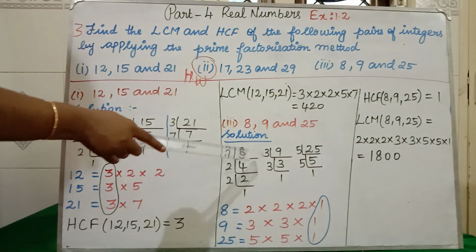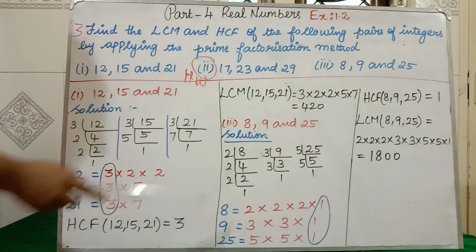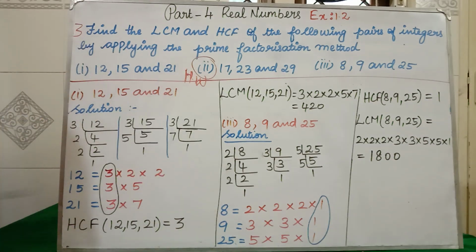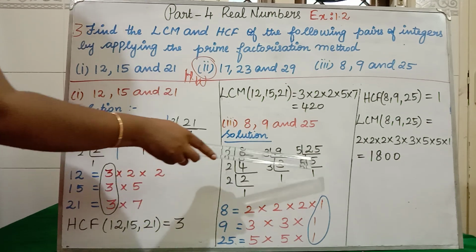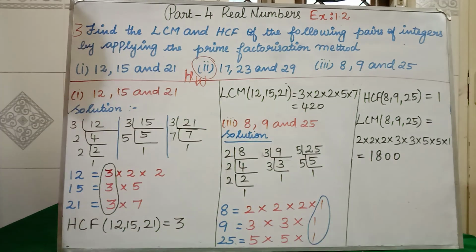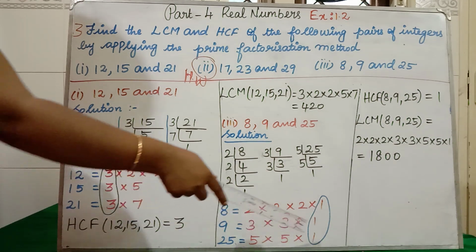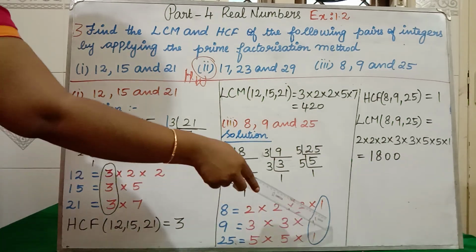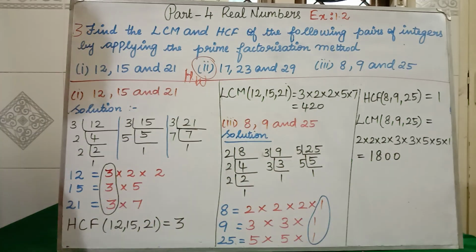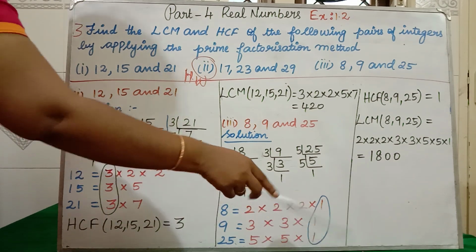4 2s are 8, 2 2s are 4, 2 times, 1 time. 9, how many times? 3 3s are 9, 1 time. 5 5s are 25, 1 time. How can I write 8? 2 into 2 into 2 into 1. Similarly, how can I write 9? 3 into 3 into 1. How can I write 25? 5 into 5 into 1.